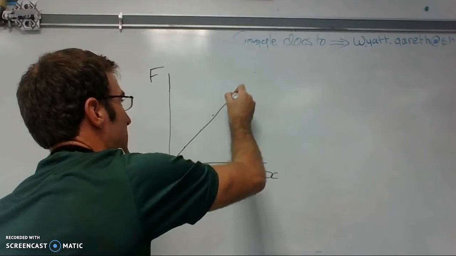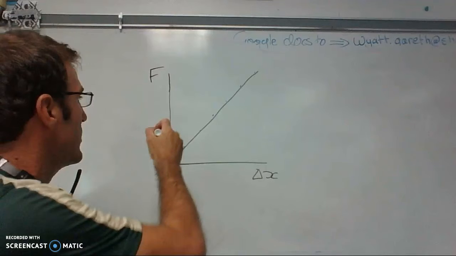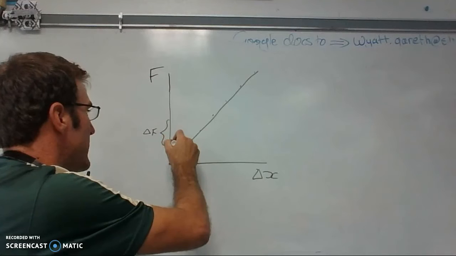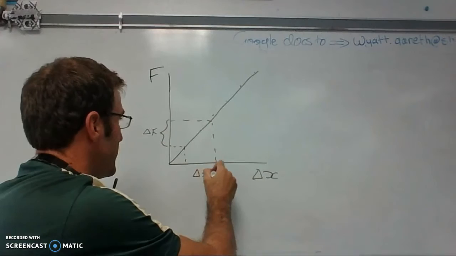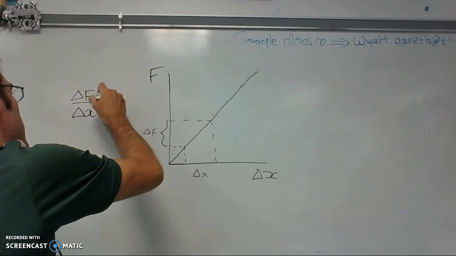This is the data points, and that is the straight line. That's for a spring. Now, what does this graph mean? Well, this graph has a slope. The slope is the change in force over the change in position, so the change in force over the change in position equals a constant.